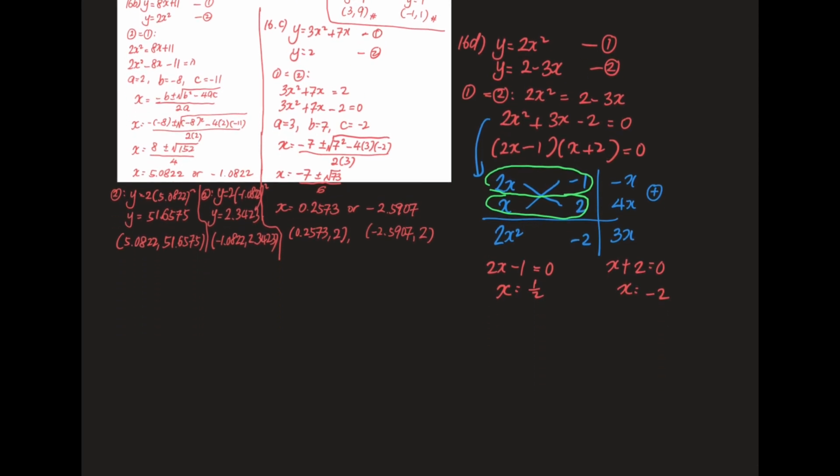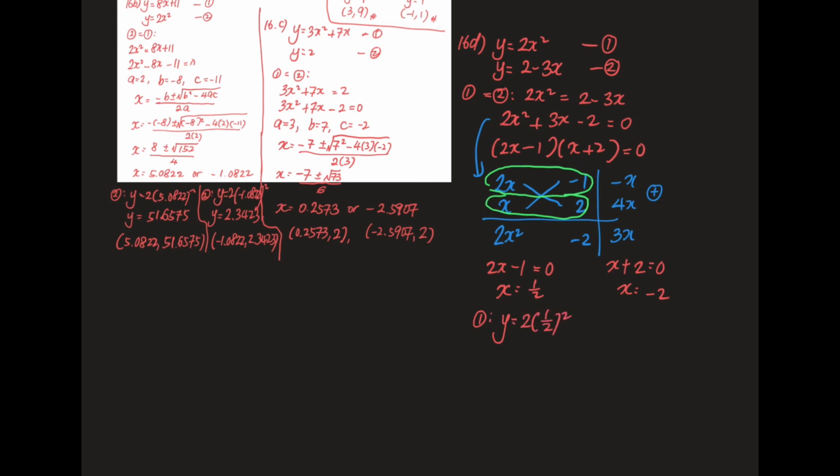So we get the factors by looking at this and this. Then we write it in this way: 2x minus 1, x plus 2. Then we let 2x minus 1 equal to 0. Then we let x plus 2 equal to 0. So x equals 1 over 2, x equals minus 2. So we get two of these x values.